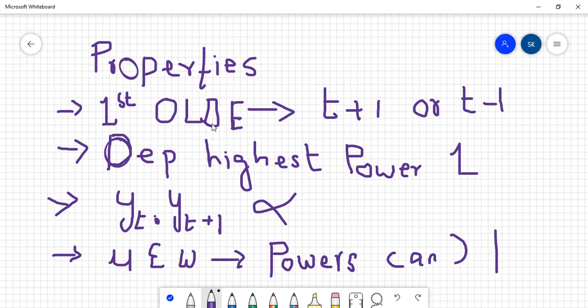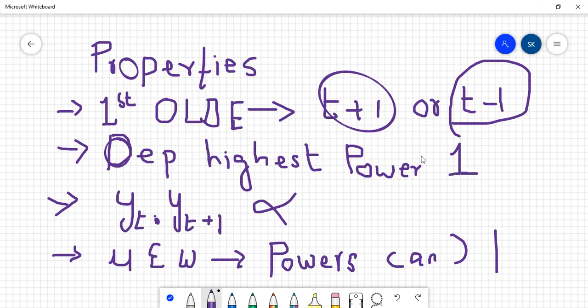So therefore, these are the important properties of the first order linear difference equation. The lag should be of one value only. It cannot be greater than one time period. That is, it can be t plus 1 or t minus 1, the highest lag. The dependent variable's highest power should be equal to 1. It cannot be greater than 1 or less than 1 as well. The situation where the product yt into yt plus 1 occurs should not be the case with a first order linear difference equation. Otherwise, it will yield us wrong results and we do not need them.